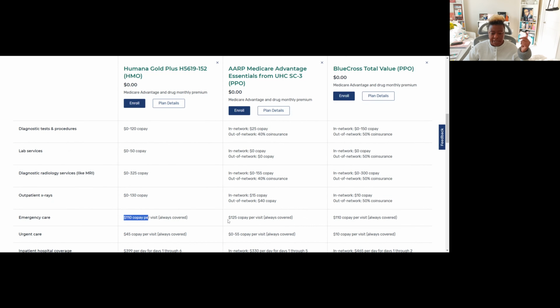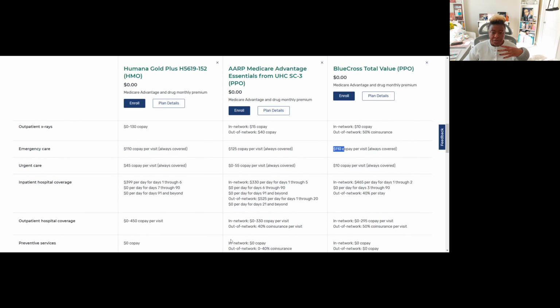Emergency care is $110 here, $125, $110. So if you've got somebody who's constantly in the emergency room, that may make a difference. Urgent care is $45, $0 to $55, again, because preventative, and then $10 copay for a visit over Blue Cross. Now that's pretty cool. This is where you get the differentiator from whenever you're looking at something, 3 plans that may have one that has very high drug costs. But if you have someone who has a lot of medical illnesses, and they go to urgent care, this $10 may be a game changer for them. Inpatient hospital coverage.